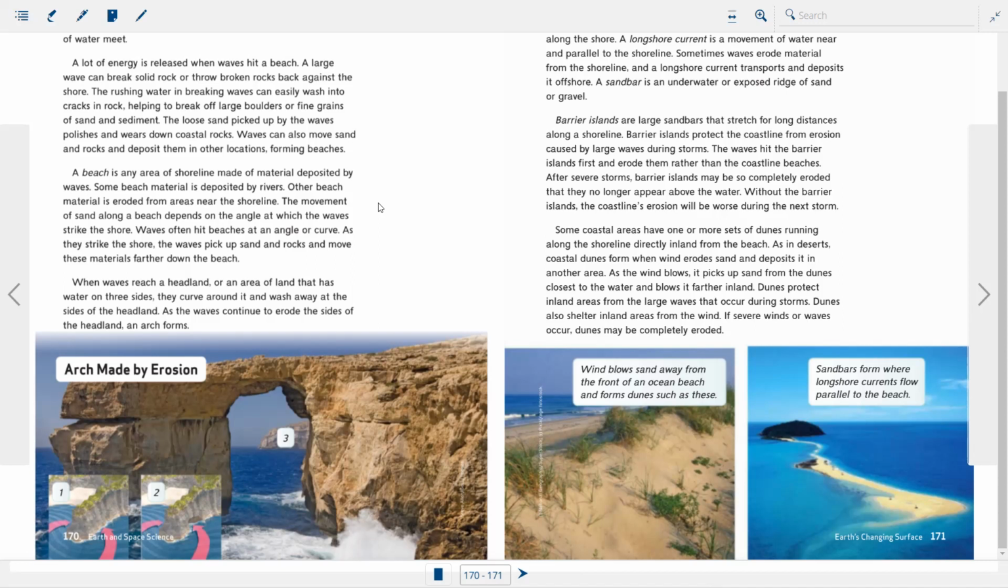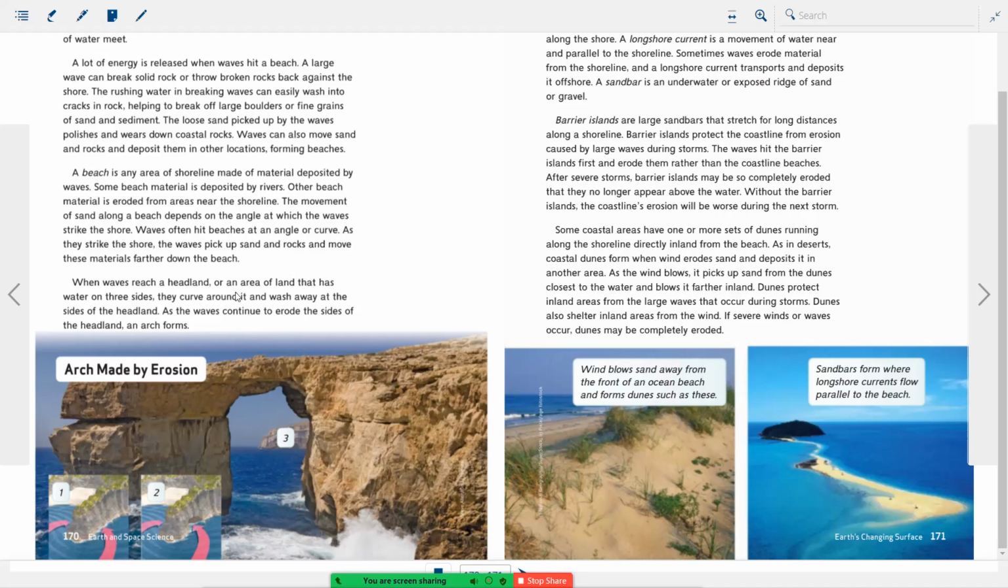A beach is any area of shoreline made of materials deposited by waves. Some beach material is deposited by rivers. Other beach material is eroded from areas near the shoreline. The movement of sand along a beach depends on the angle at which the waves strike the shore. Waves often hit beaches at an angle or a curve. As they strike the shore, the waves pick up sand and rocks and move these materials farther down the beach.